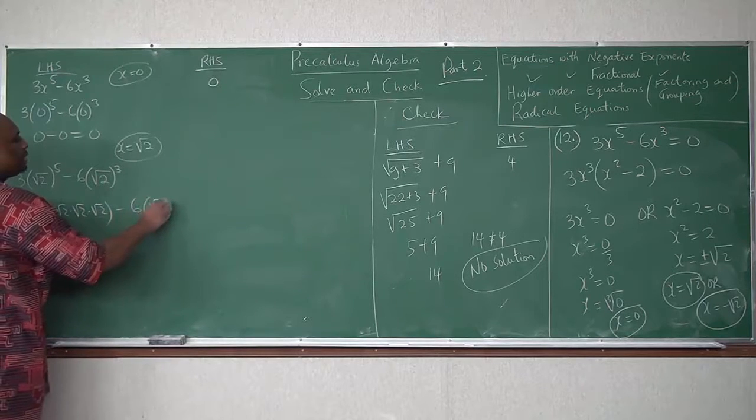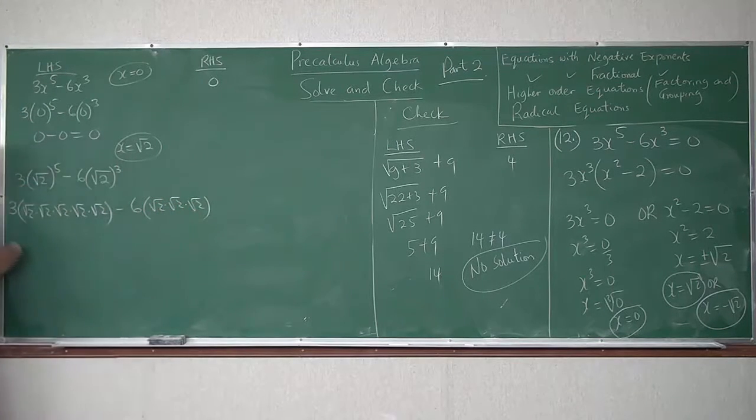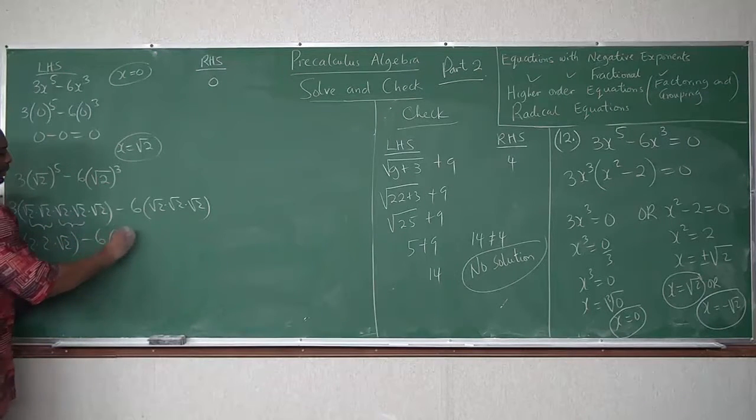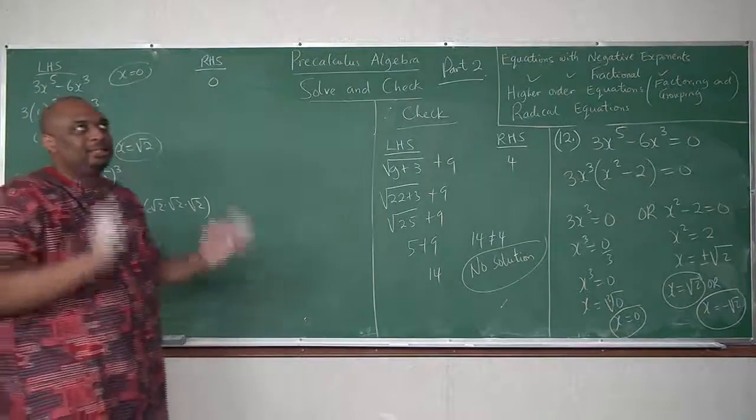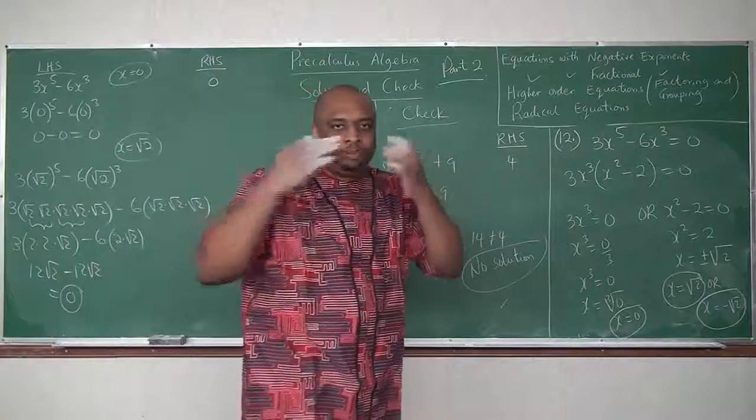6 times radical 2 times radical 2 times radical 2. So this is 3 times 2 times 2 times radical 2, minus 6 times 2 times radical 2. You see that? 3 times 2 is 6, times 2 is 12. 12 radical 2 minus 12 radical 2, and that gives you 0.